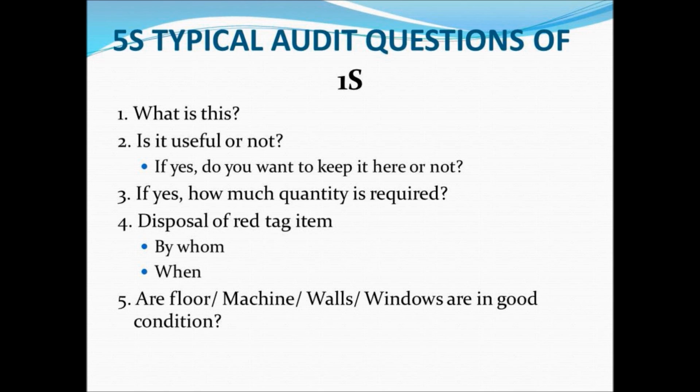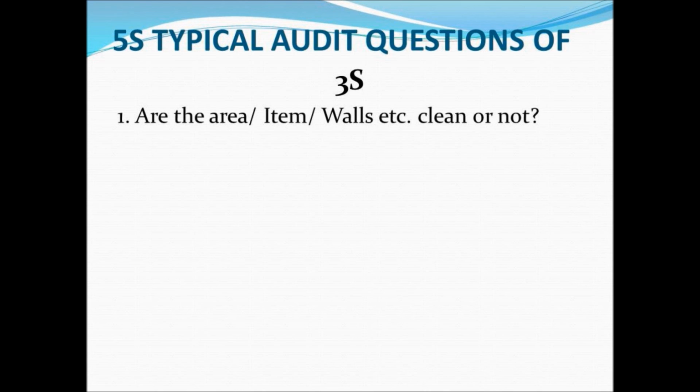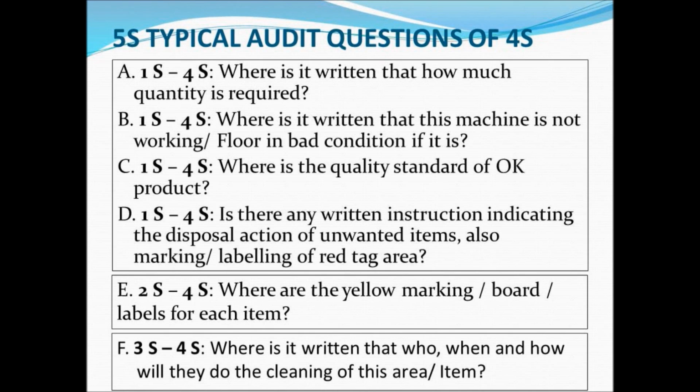And also this 1S will lead to inventory reduction slowly, because unless you have the quantity decided, the 1S is not answered fully. Disposal of red tag items, by whom, when, are floor, machine, walls, windows in good condition. Questions related to 2S. Basic question is whether things are in place or not. And question related to 3S means whether things are clean or not. Question related to 4S. Now when it comes to 4S, I think we need to be very clear.